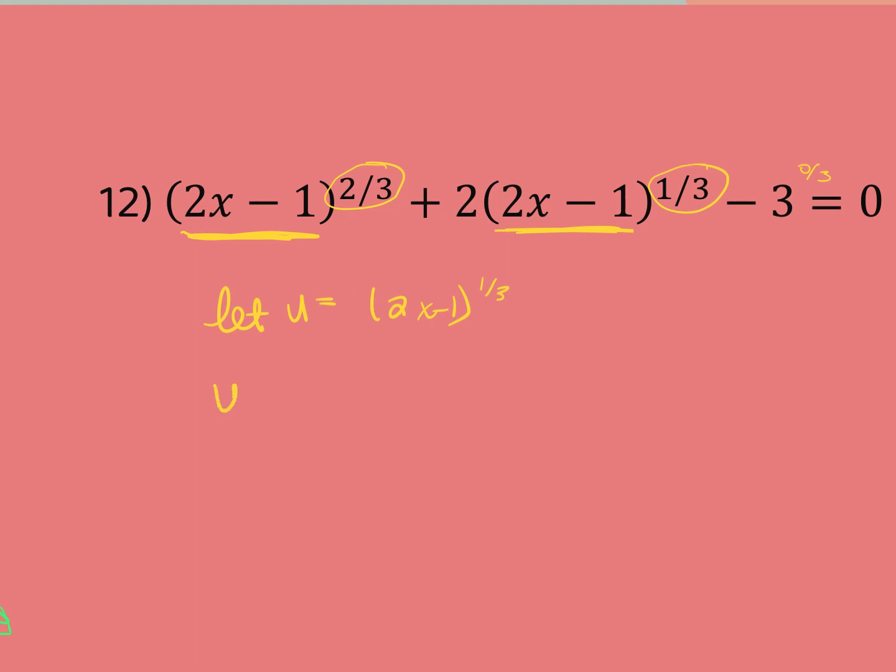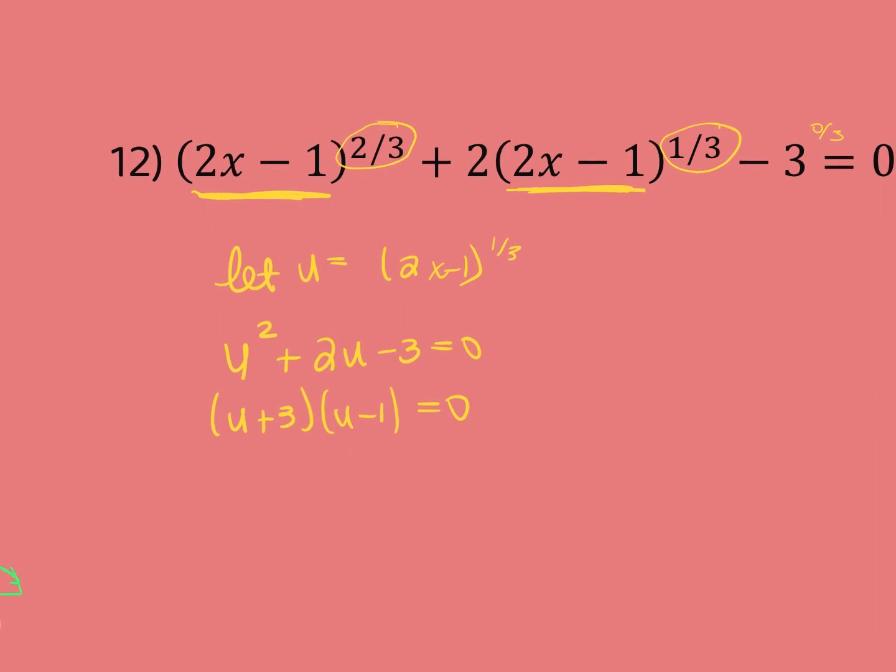So this is going to become u squared plus 2u minus 3 equals 0. Now this is a much more manageable problem for us to look at. What are the factors of -3 that are going to multiply to give me a -3, but add to give me 2? So u plus 3, u minus 1 equals 0.